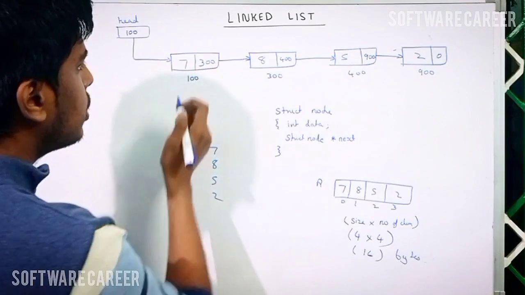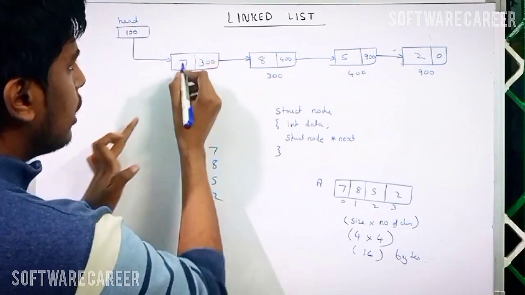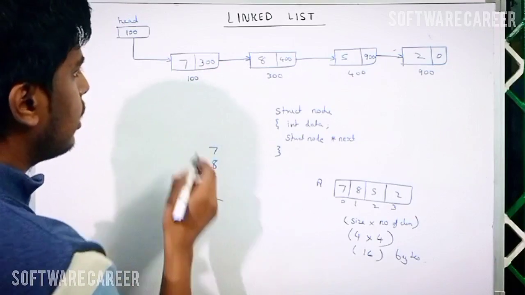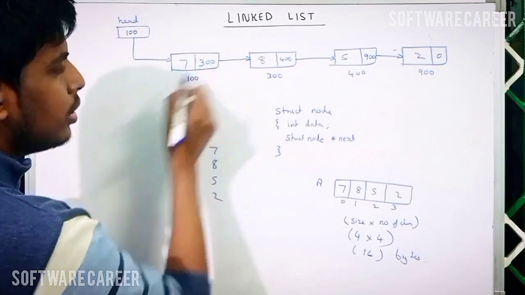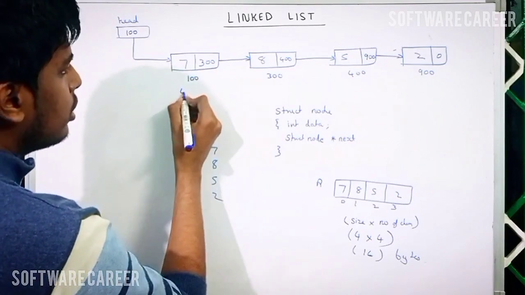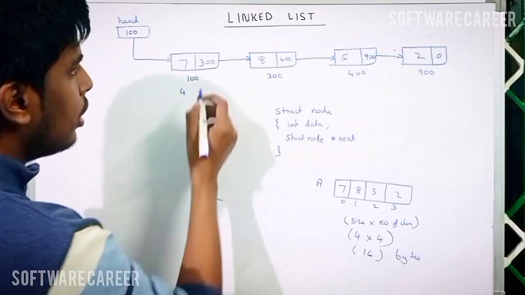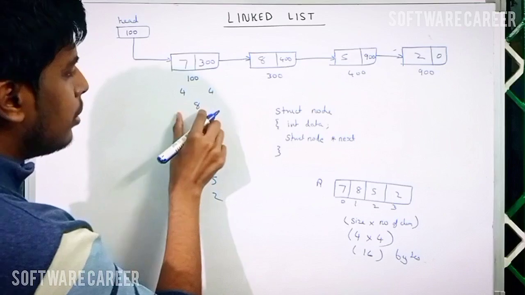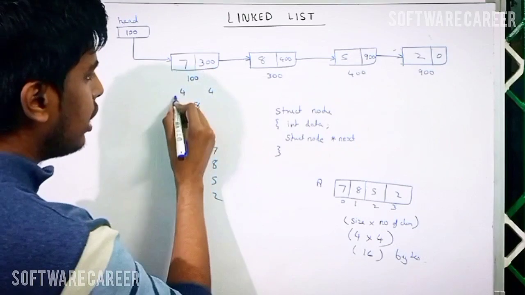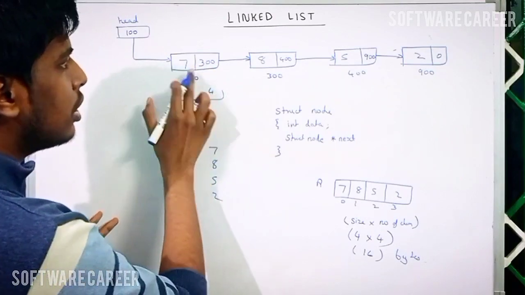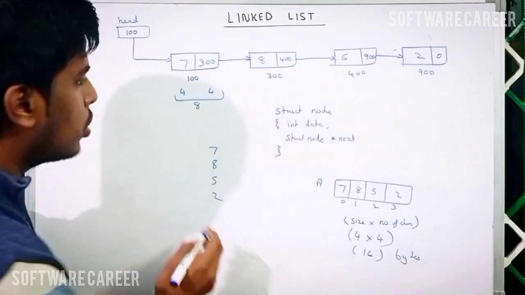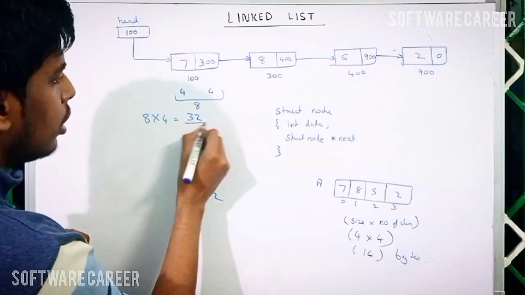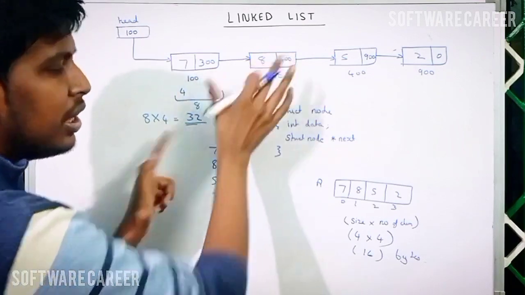So for this node, let's see how much is the size. There are two integers, 7 then 300. For 7, 4 bytes are there, then for 300, 4 bytes. So the combination total is 8 bytes. 8 bytes is for a single node, one node 8 bytes. So how many nodes are there? 1, 2, 3, 4. So 8 into 4 equals 32. 32 is the memory requirement for linked list.